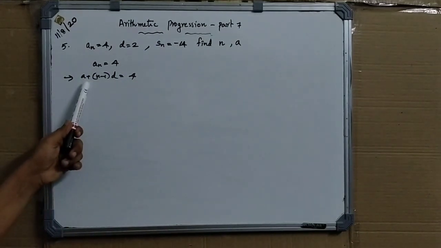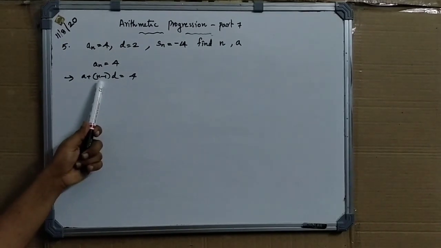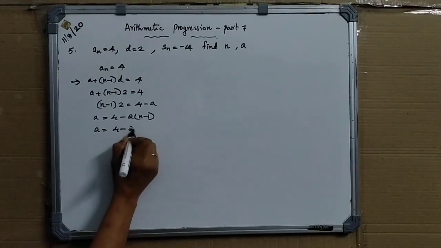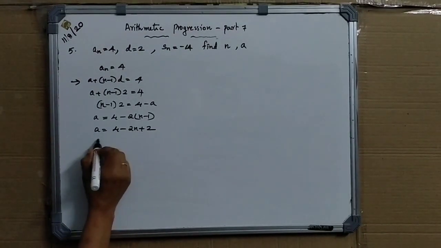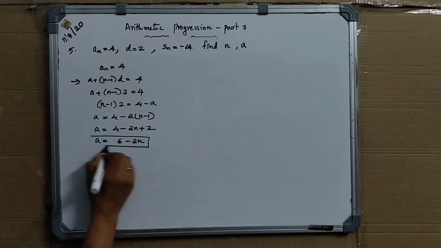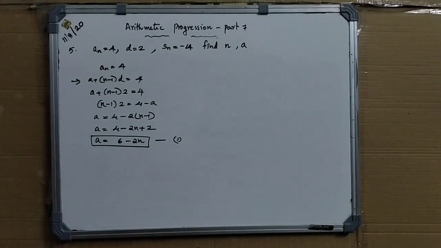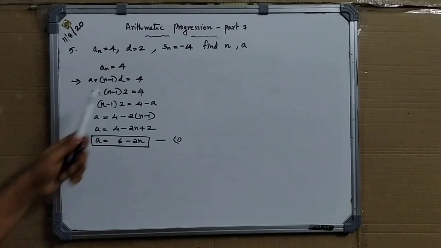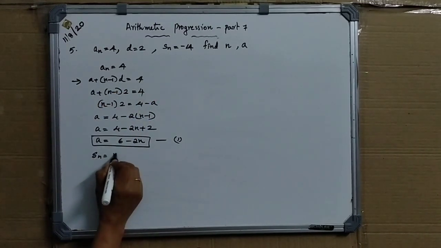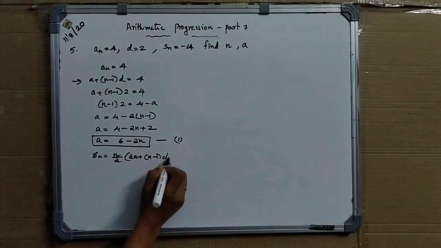From this what we can substitute? We cannot find a. A is not given and n is also not known, but d is 2. So a equal to 4 minus 2n plus 2, that is a equal to 6 minus 2n. We get a equal to 6 minus 2n, equation number 1. Now we will go for the formula for Sn. We have Sn equal to n by 2 into (2a plus (n minus 1) into d).